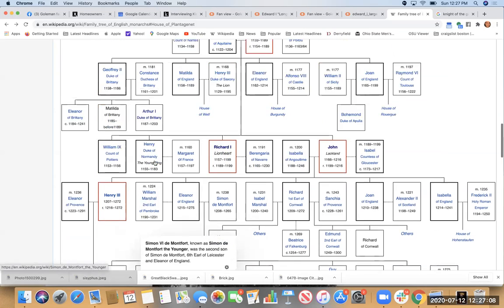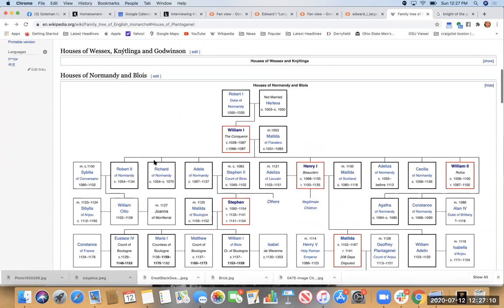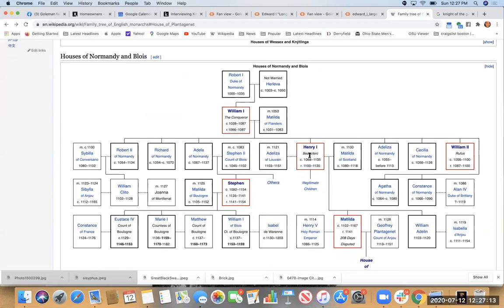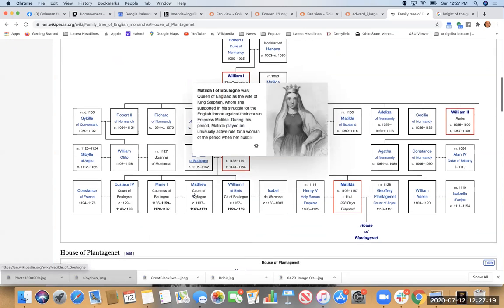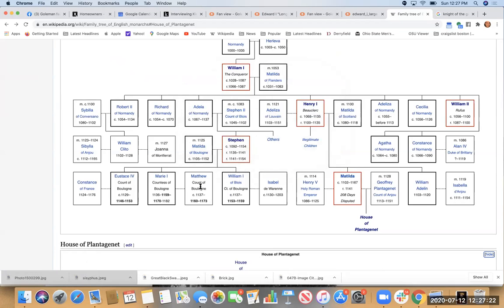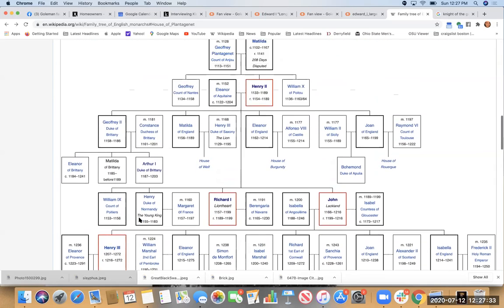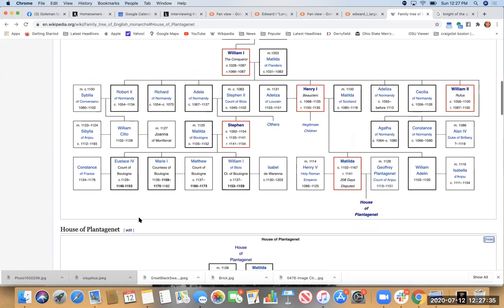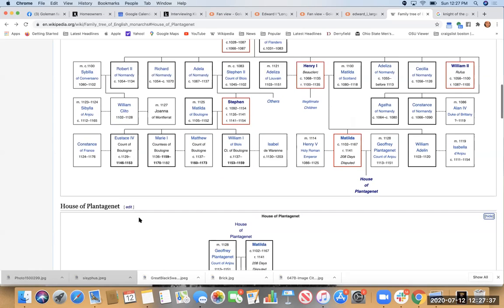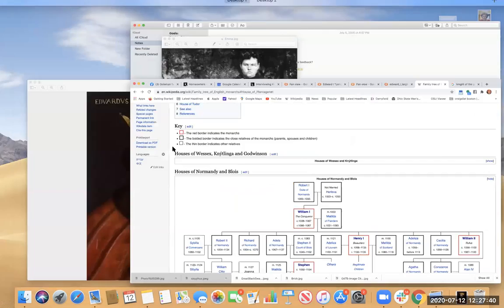But they are also related to the houses of Normandy, and back up here through William the Conqueror, and you can go through these, who's related to who and who's married to who and where did they come from. And now there's a lot more information on all these people, things they did, a lot of very interesting reading going on in here. So that's where I will leave you.